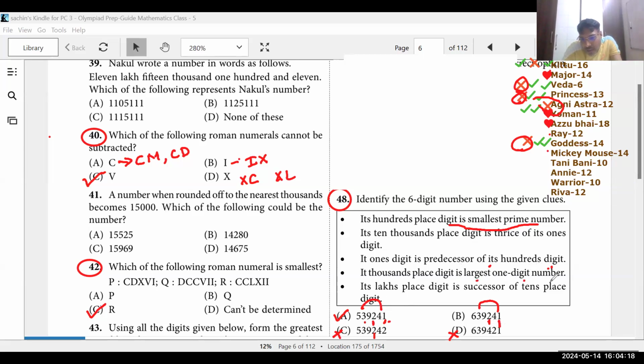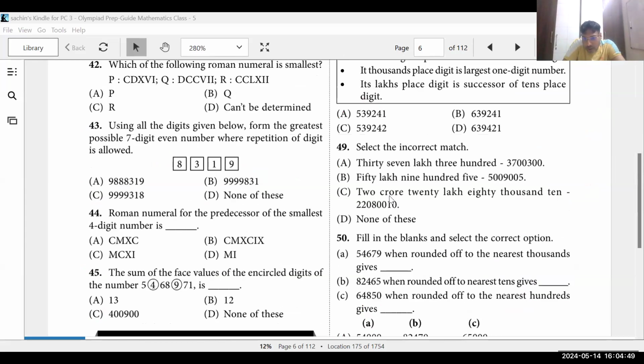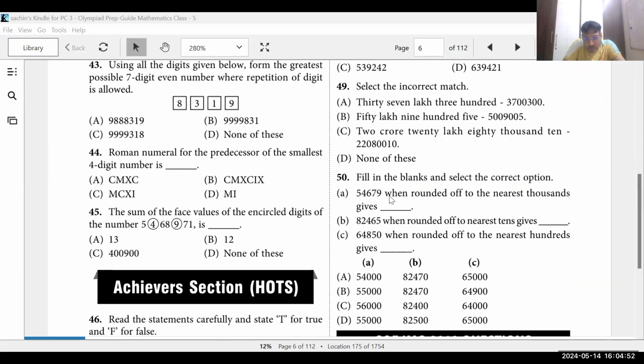Then its thousands place is the largest one digit number. Then its lakhs place is the successor of what? The tens digit. Tens digit is 4, so lakhs place is the successor. So A is my answer. Okay, guys. Okay. Yes, sir. Then we are going to do, these are very easy questions, right? We are going to do 49 and 50. Very easy questions.